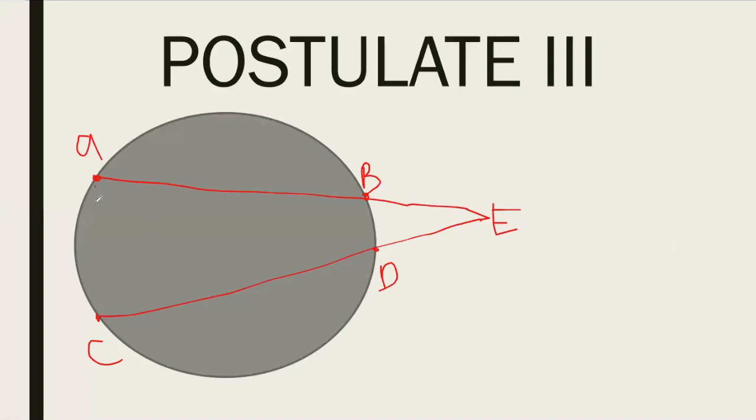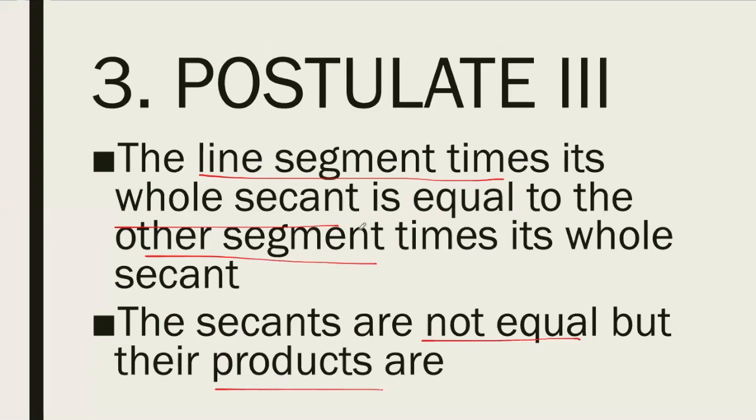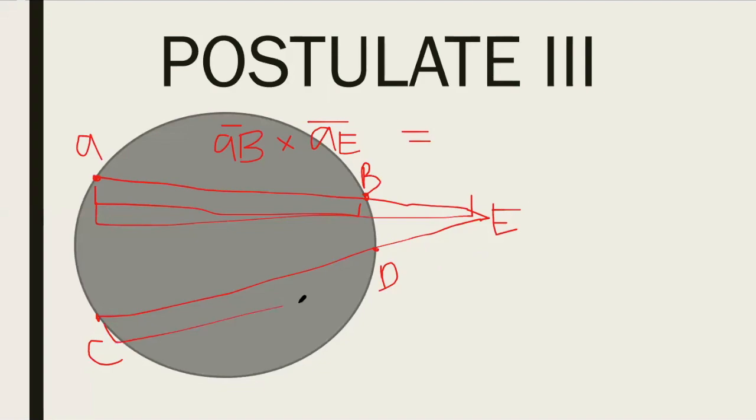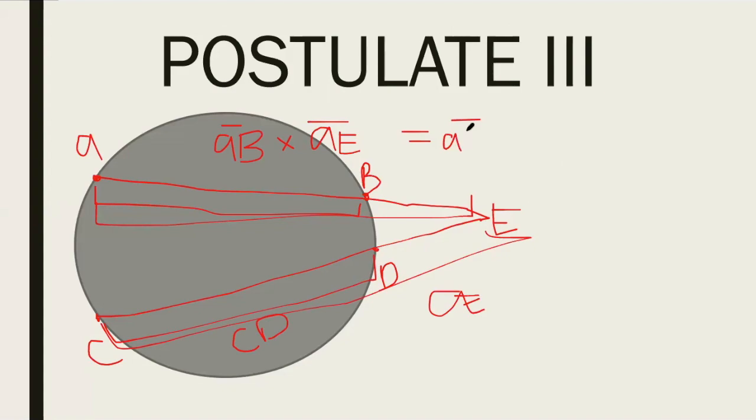So, the line segment, that's AB, times its whole secant, that's AE, is equal to the other segment times its whole secant. So, the other segment, CD, times its whole secant, CE. So, in short, line segment AB times secant AE is equal to line segment CD multiplied by secant CE. Malinaw?